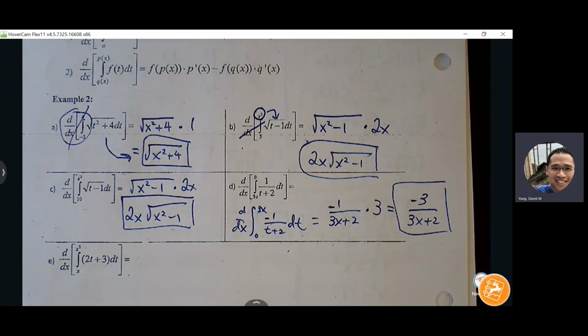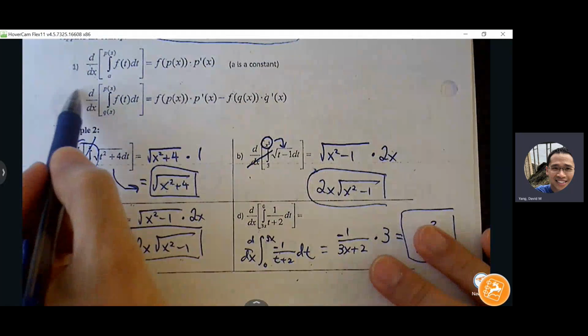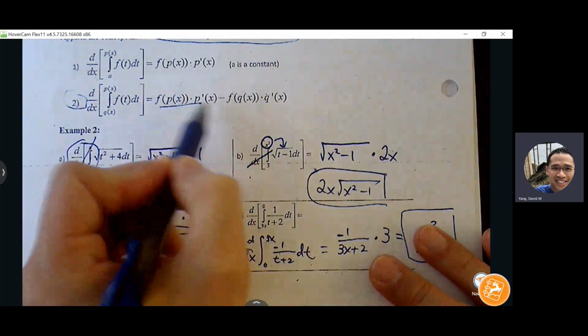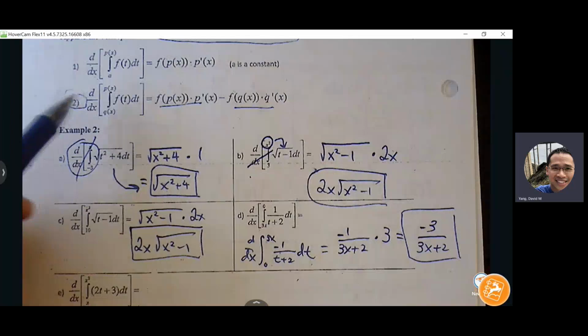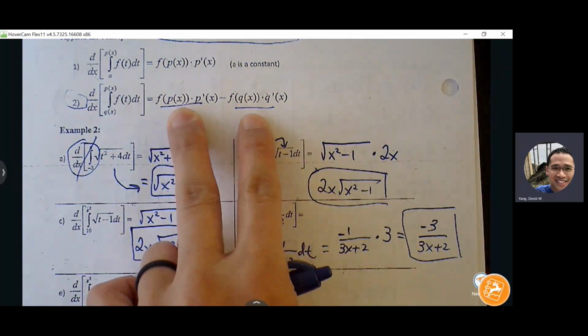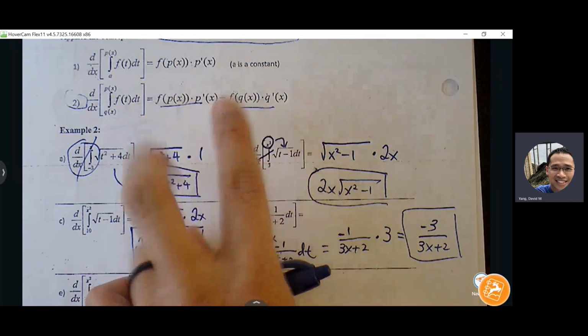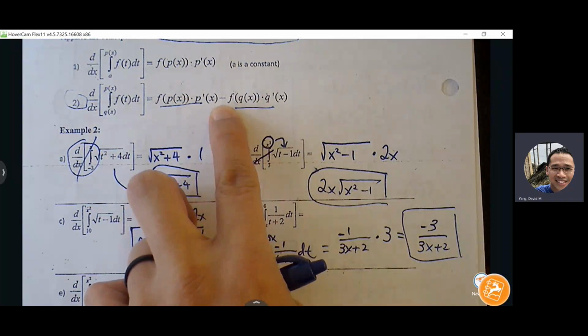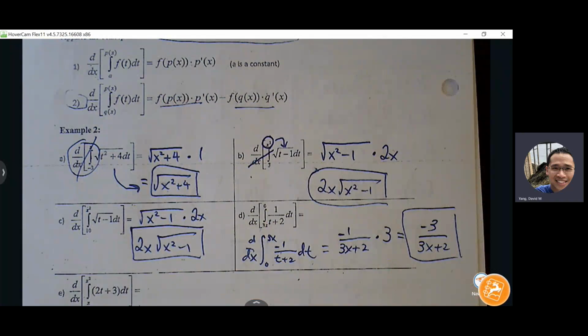Okay, part E, what's different? They're both variables. So if they're both variables, that means they're both going to produce something that we've got to keep track of. So for this rule number 2, I have an adapted rule for upper and lower bounds that are both variables. Basically, we do the same thing between the upper and lower bound: upper bound first, then lower bound, and we just insert a minus in between. So we do the same thing that we do with the upper bound, we just do it twice, and then we put a minus in between.